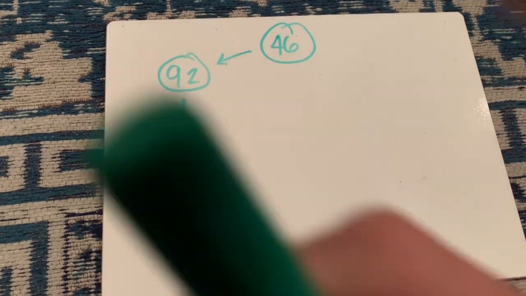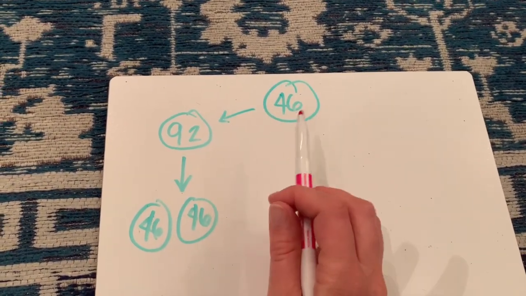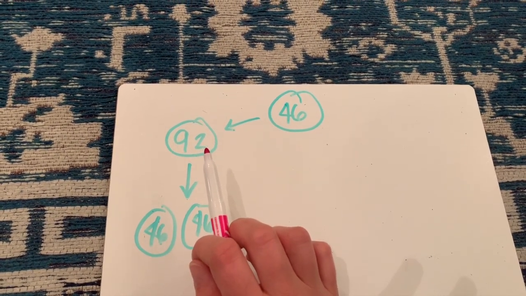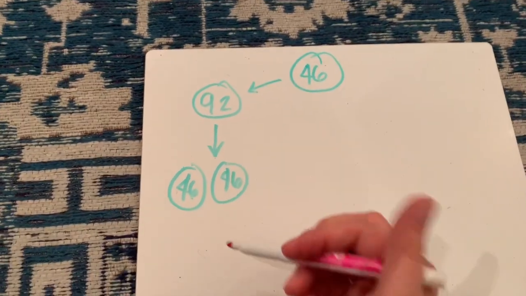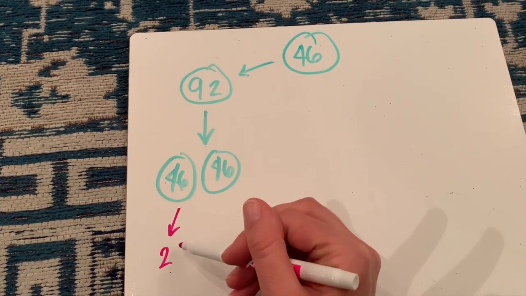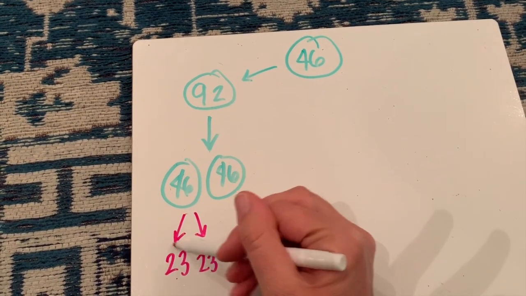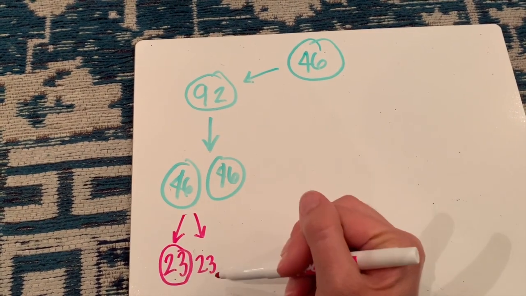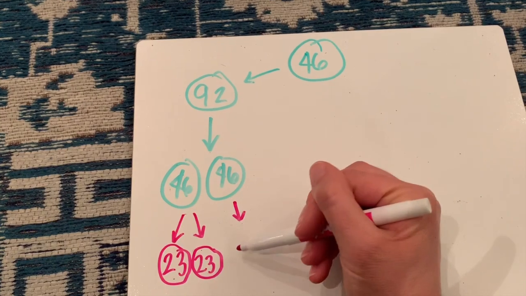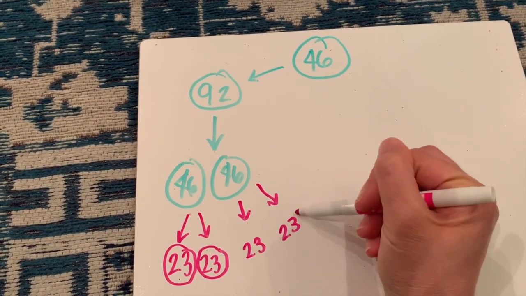Now let's say we're doing meiosis. So we did the same thing. We started with 46 chromosomes. We doubled it. We had 92. We split that out to 46. But the end result of meiosis is 4 haploid cells. So this 46 splits into 2 23s. And this 46 also splits into 2 23s.